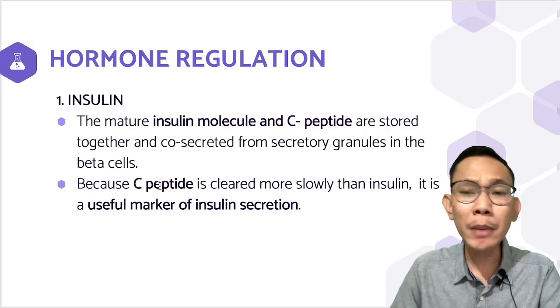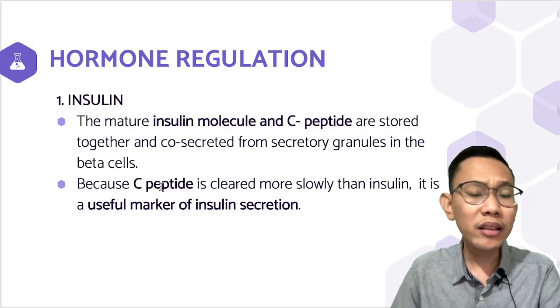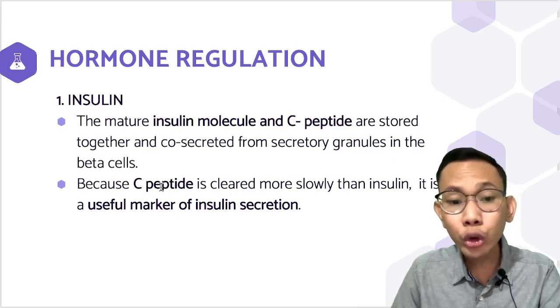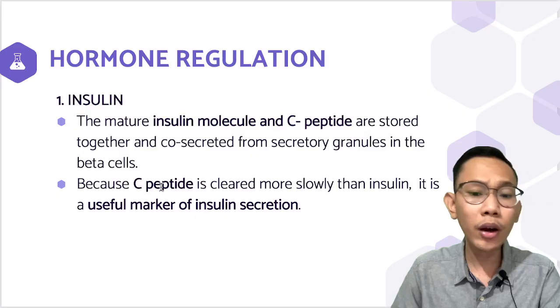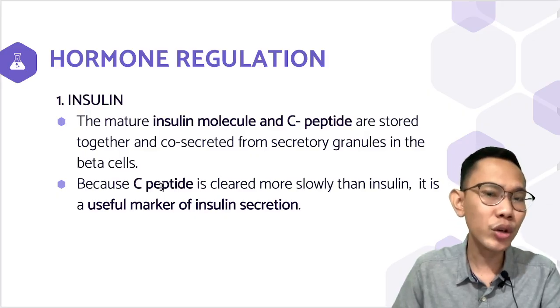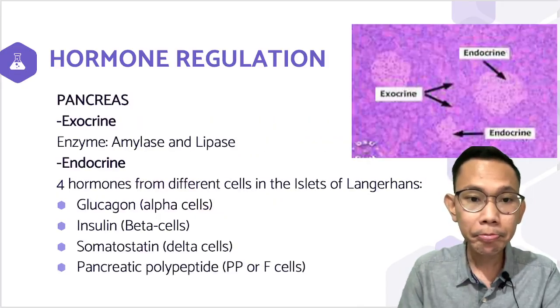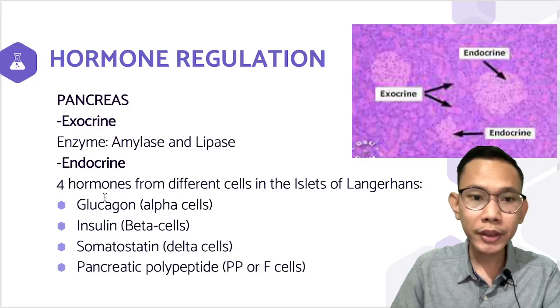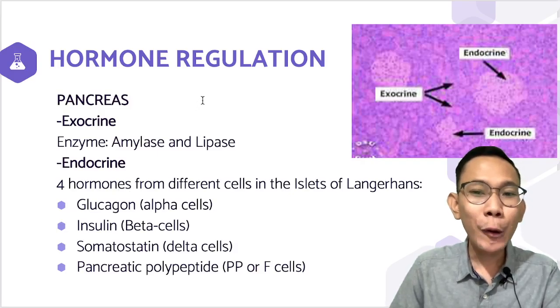And using your C-peptide, it allows now a discrimination of your endogenous and exogenous sources of your insulin in the evaluation of your hypoglycemia. Very good. Again, remember, our insulin is produced in pancreas.